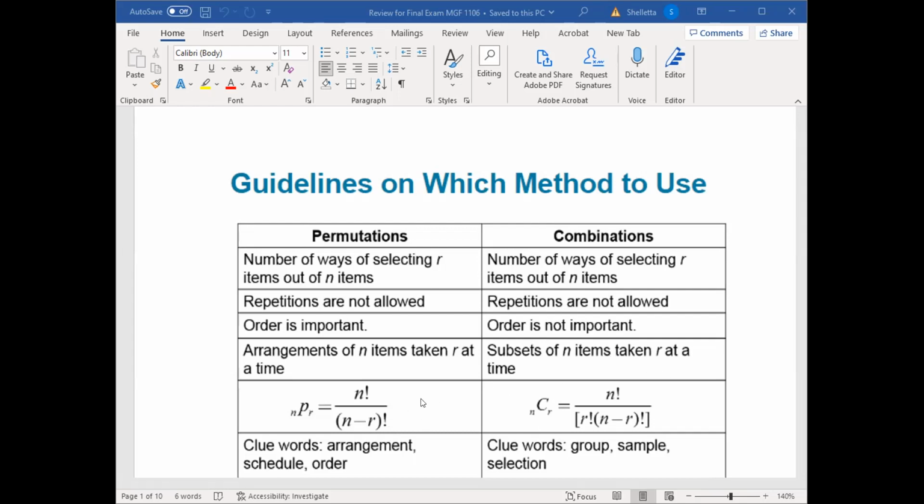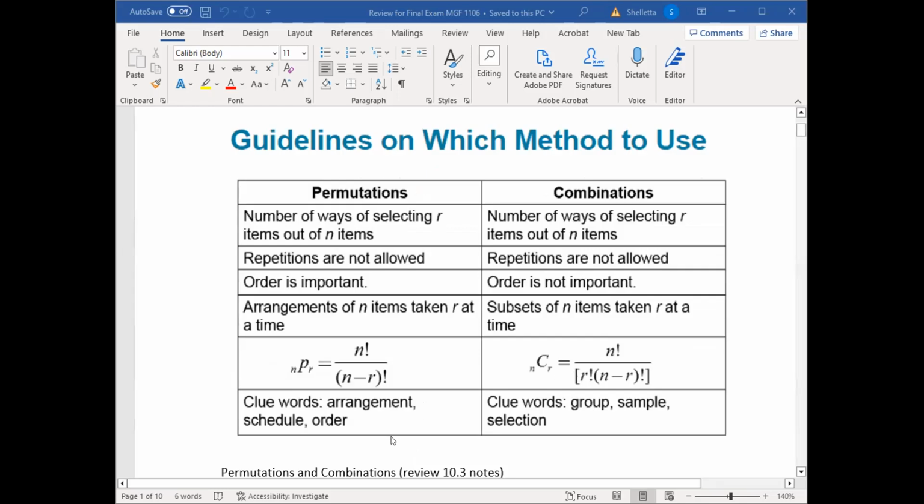We see our 2 factorial formulas, and some clue words that we look for to determine if we're going to use the permutation formula: arrangements, schedule, and order. Clue words for the combination would be group, sample, or selection. When we go back to our question, we're being asked to find a hand of cards in poker. So we want to know whether order is important, whether the arrangements are taken or subsets of those arrangements are taken.